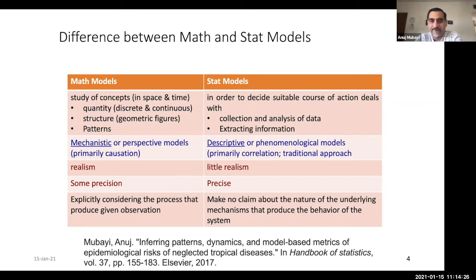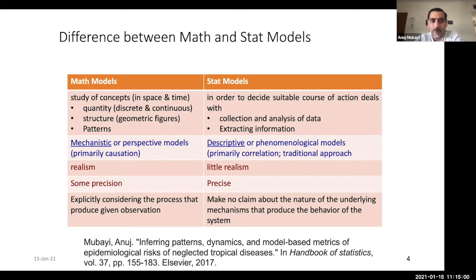So the main difference is that in statistical models you start with the data, but in math models you don't start with the data, which is very important. And in math models, we understand the role of mechanisms, and we will use this word a lot more and describe these definitions in a more critical way. Descriptive statistical models are called phenomenological models or descriptive models.